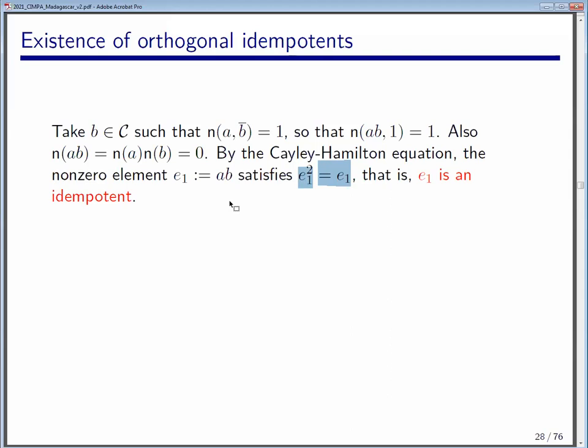So in an isotropic Hurwitz algebra, it is very easy to find idempotents. One starts with a non-zero element of norm 0, and then uses the bilinearity and the non-degeneracy of the polar form to find an element like this, B bar, and then one moves to B, and the element AB is always an idempotent.